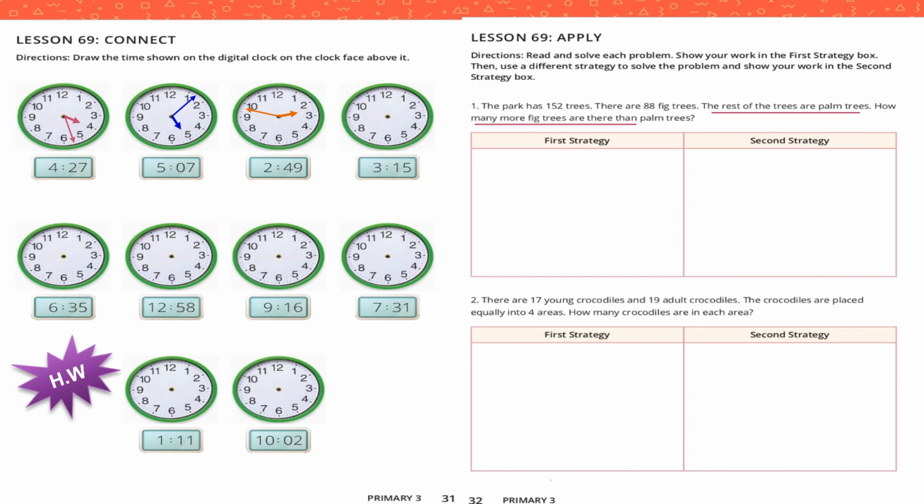Now let's move to the apply part. Show your work in the first strategy to solve this story problem. Then you can solve by a second strategy to find the result also. Number 1, the park has 150 trees. So the total trees in the park is 152. Park means garden, they are the same, okay?